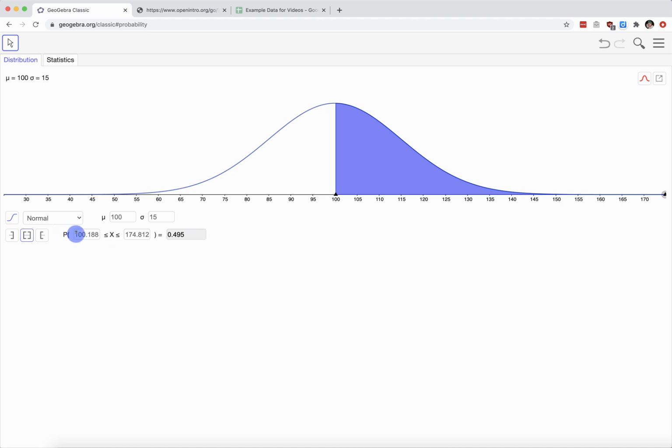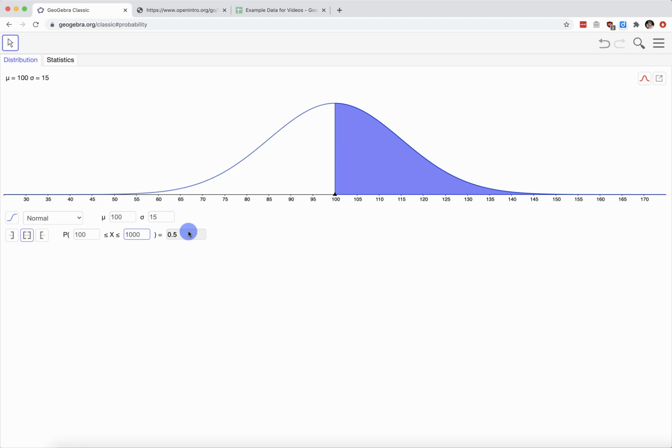You can also type in 100 for the low endpoint, and then you can make an arbitrarily large number for the right endpoint. Let's say 1,000. That gets us pretty far off to the right side, given our standard deviation of just 15. And then push enter and you get an answer of 0.5.